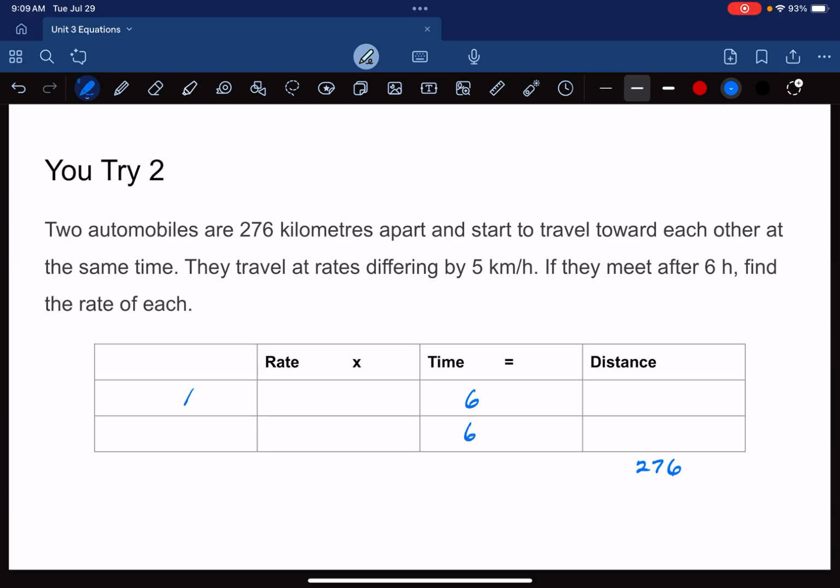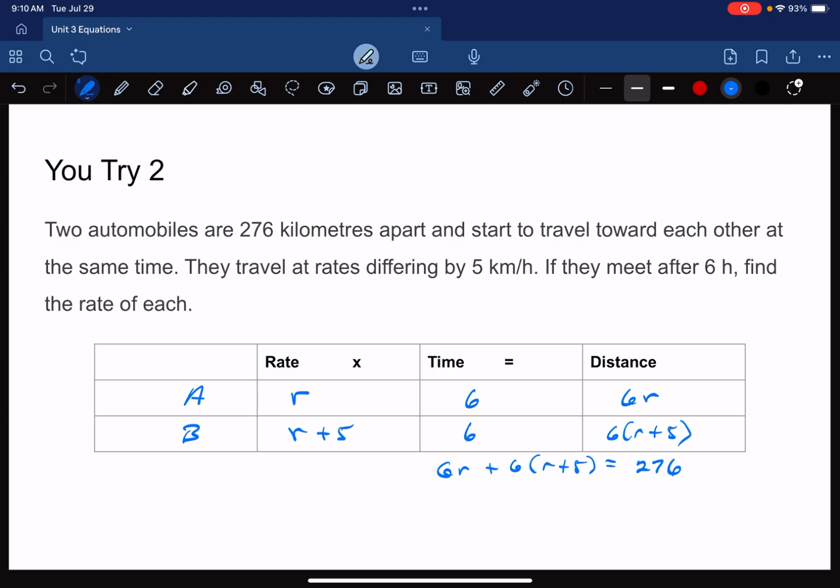So we have vehicle A and vehicle B. Well, how fast did vehicle A go? Oh, they travel at rates differing by 5 kilometers per hour. So one of them went R and one went R plus 5, for example. There we go. I think we filled everything in, right? So the 276 is the total. So this is 6R, and this is 6 times R plus 5. So I have 6R plus 6 times R plus 5 equals 276.